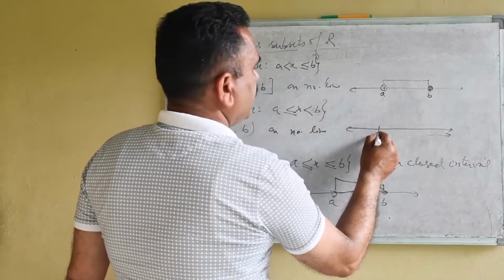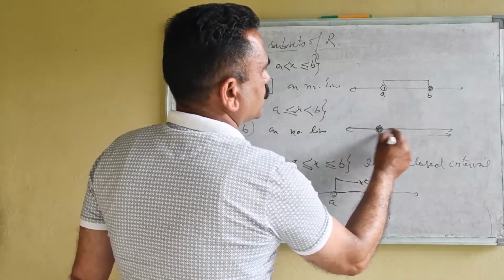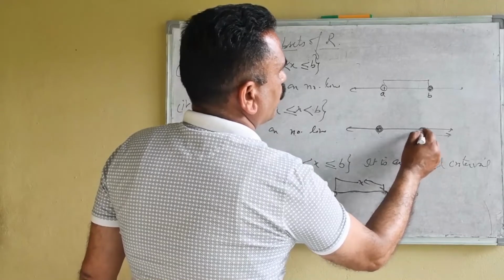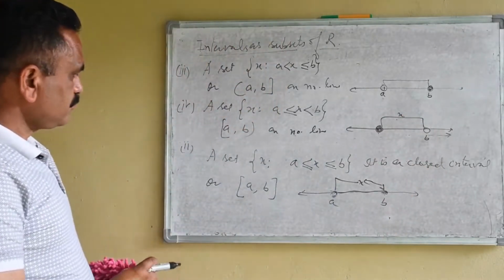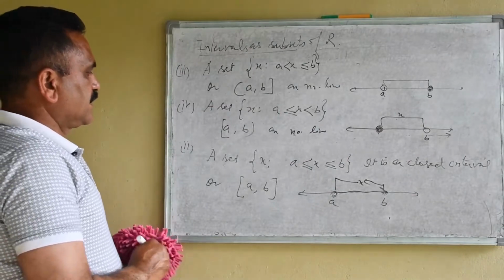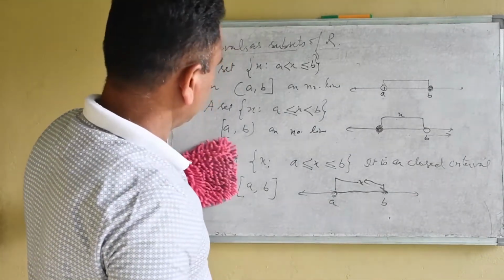Similarly it will be closed. This will be closed and this will be open. So this is x. These are semi-open, semi-closed.